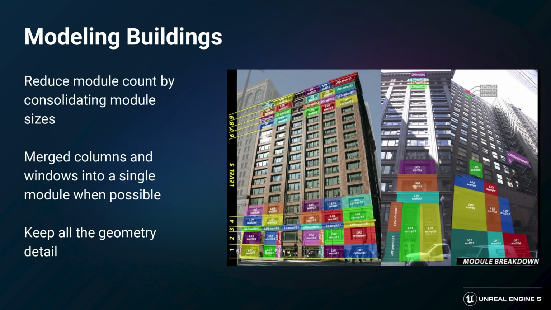We reduced the overall module count by consolidating modules with similar size. We merged columns and windows, or made double-wide modules whenever possible. We felt it was the variety of detail and the inconsistencies of size and shapes that made these reference buildings look interesting. So we strived to retain all modules with differences in detail so that we could recreate the buildings as close to the original as possible using our base modules.